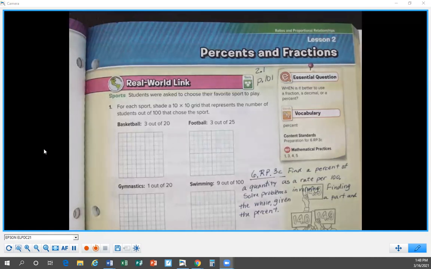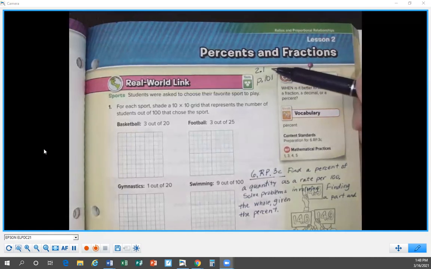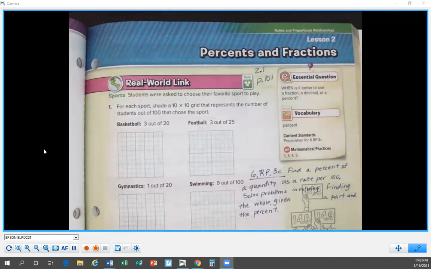Hello, sixth graders. So today we are working in lesson 2.1. We are on page 101 and we are working with percents and fractions. So please make sure you have your textbook open to page 101.